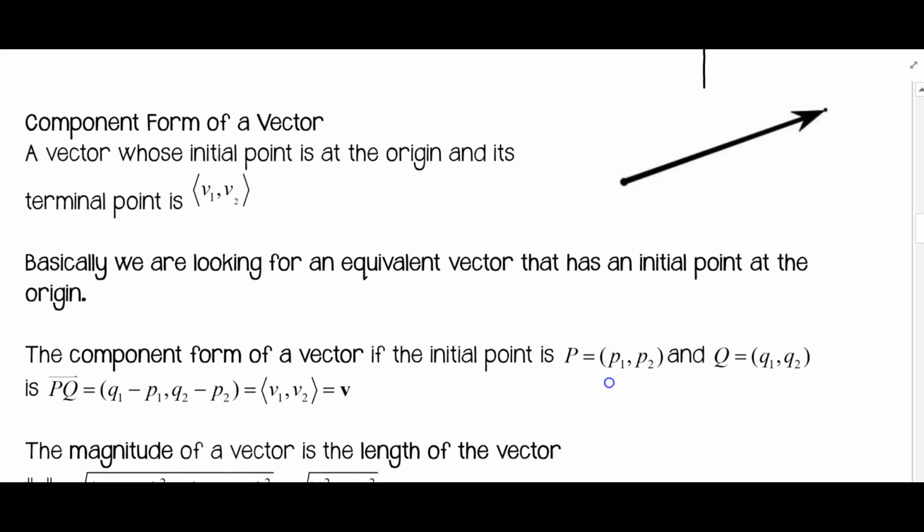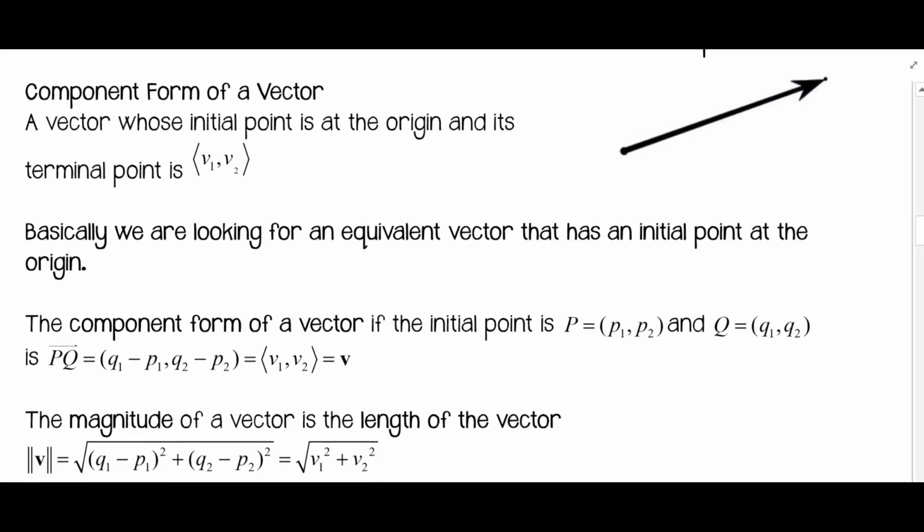All right, so we talked about this just a second ago, but component form of a vector whose initial point is at the origin. We will almost exclusively deal with vectors in component form. When we use these angle brackets here, that's how we know that it's in component form. If it's not in component form, it won't have these angle brackets. So basically, we're looking for an equivalent vector that has an endpoint at the origin. And that simplifies a lot of our calculations.